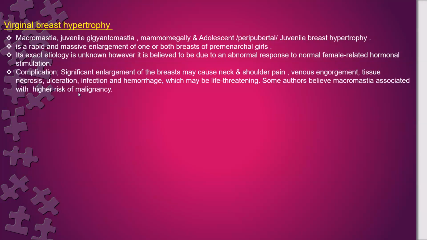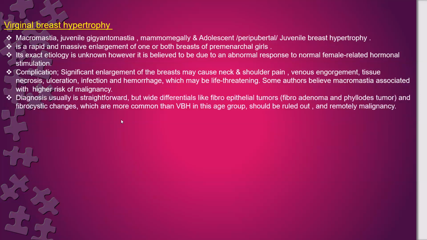Hyperprolactinemia. And the complications, you have seen them: ulcerations, venous engorgement, necrosis. It might get infected, get hemorrhage, even become life-threatening. But the least complication, the heavy breast, can cause what? Neck pain and shoulder pain. And some authors believe that it is associated with an increased risk for malignancy. The diagnosis is generally straightforward, but differential diagnosis has to be excluded.